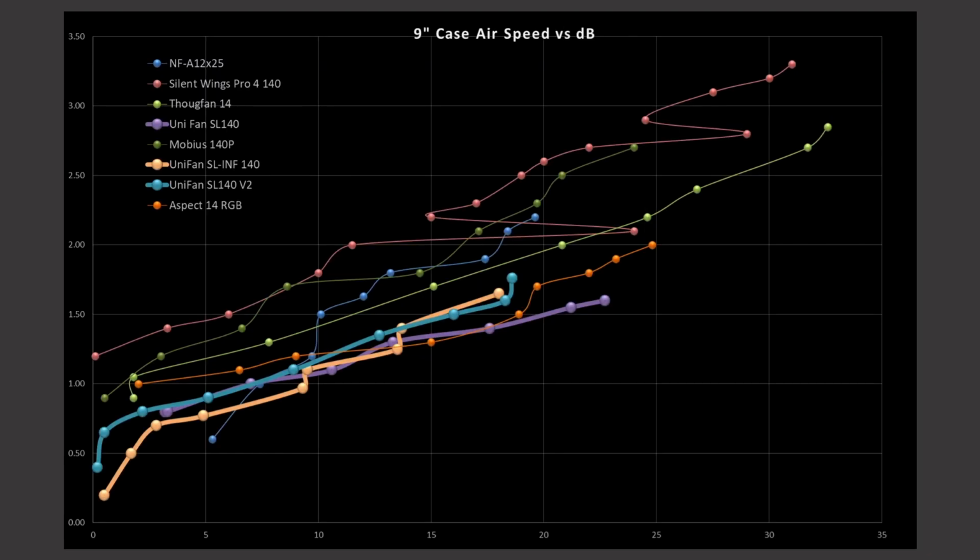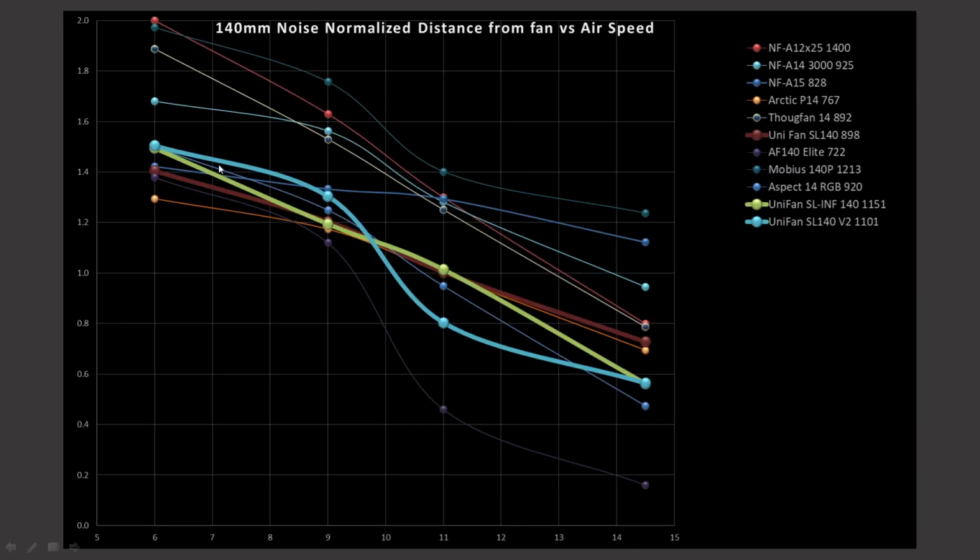Things at noise versus airspeed. So this was taken at the 9-inch mark. The 9-inch mark was chosen because, for consistency's sake in this test, 120s and 140s can be directly compared against each other because they're all in the same testing apparatus.